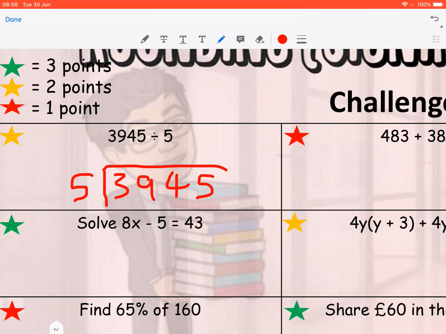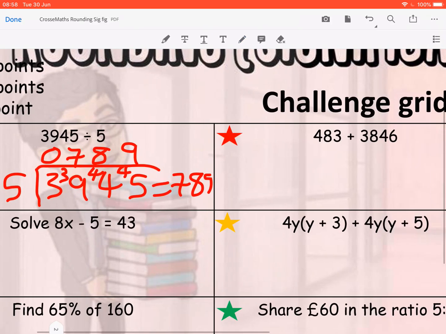divided by 5. 5 doesn't go into 3, so I put 0 at top, carry the 3 over. 5 goes into 39 7 times remainder 4. Goes into 44 8 times remainder 4. And 5 goes into 45 9 times. So my answer is 789. 2 points for the first one.